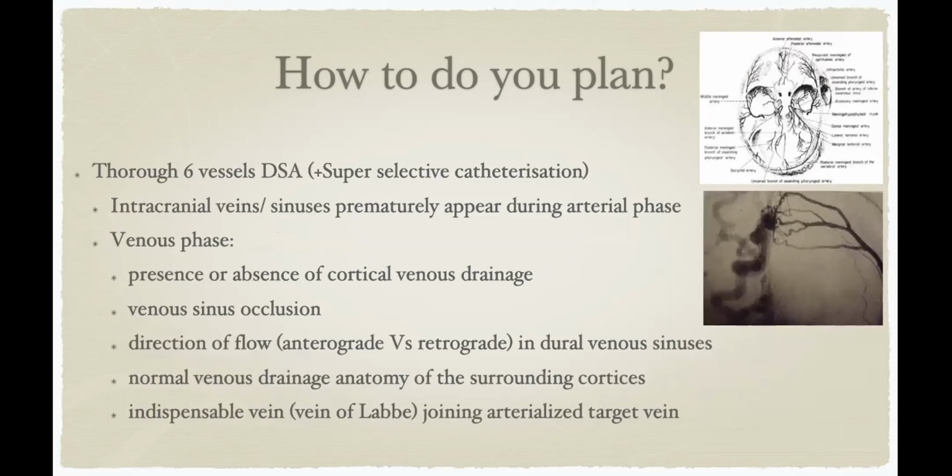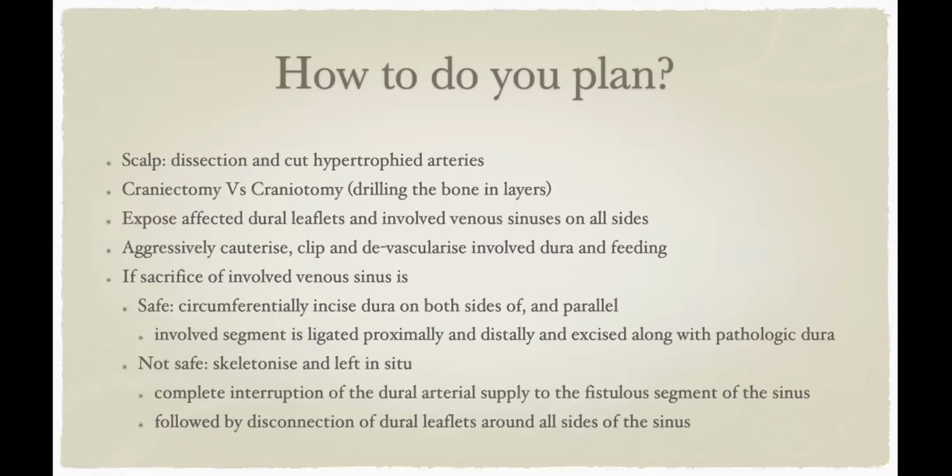Now, besides this, the two most important things we have to see are basically the arterial phase, where the intracranial veins actually appear dilated from the meningeal supply, as is shown in the right-sided figure, and the venous phase. In the venous phase, we have to see the presence or absence of cortical venous drainage, venous sinus occlusion, and direction of the flow. And the most important thing is the indispensable veins like the vein of Labbé. Are they draining the normal brain or not? Because until we have identified these particular structures, we are not allowed to sacrifice them in the surgery.